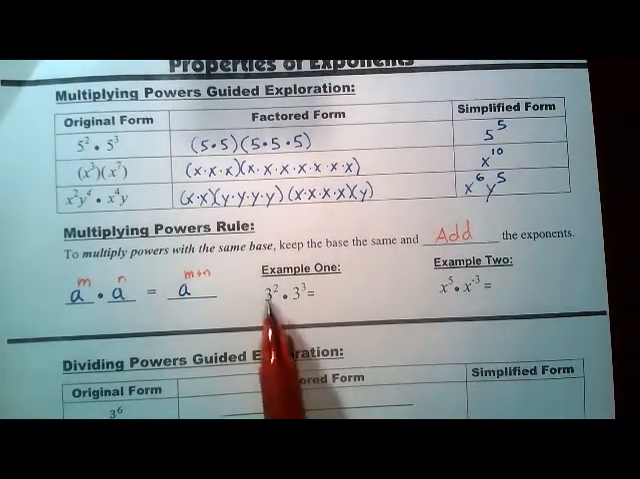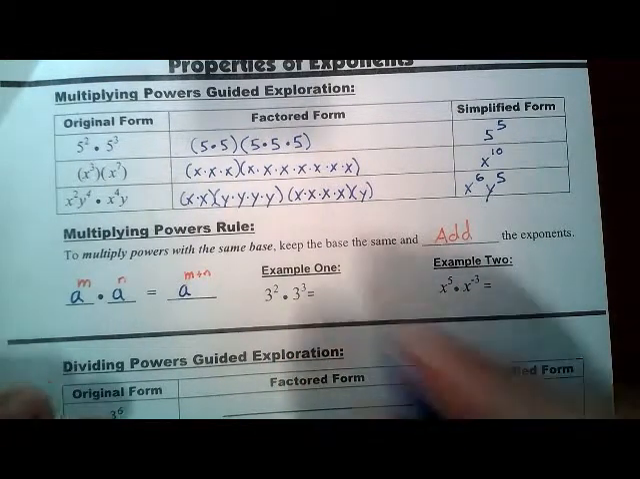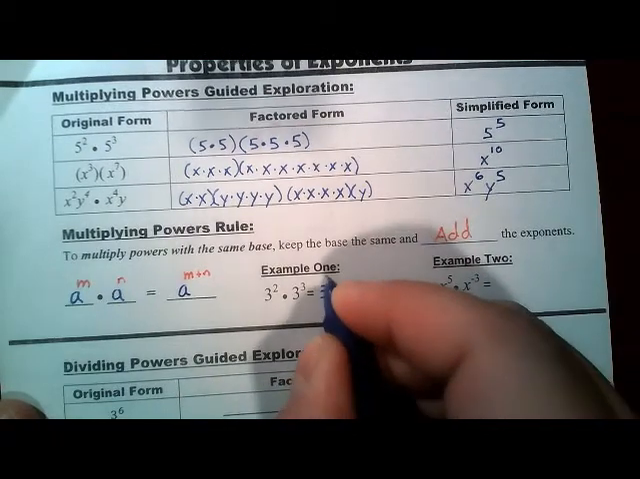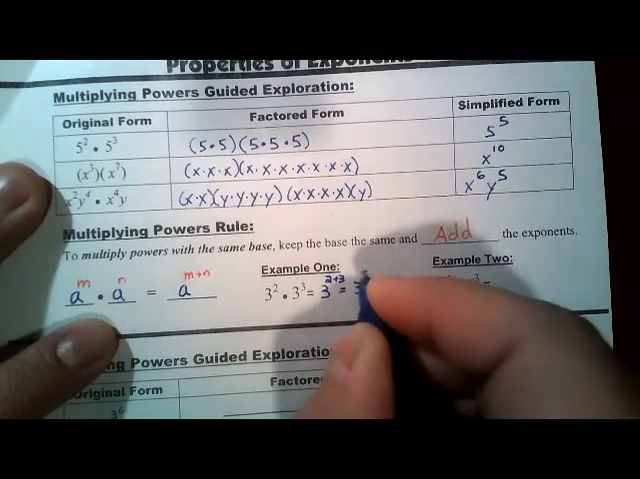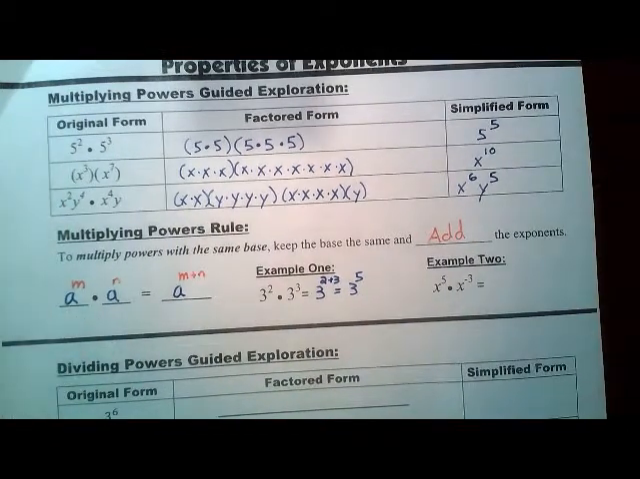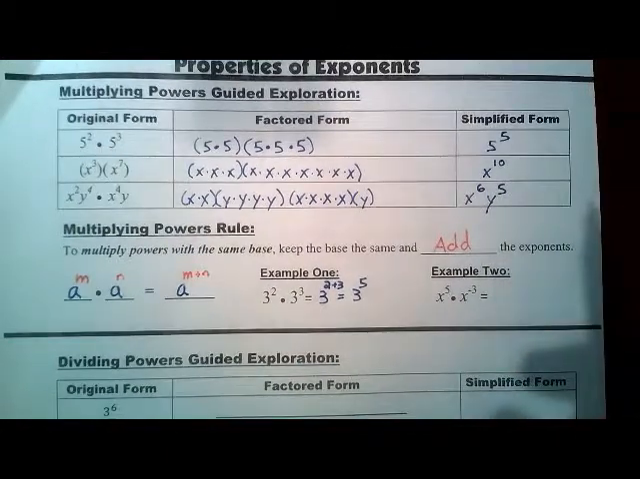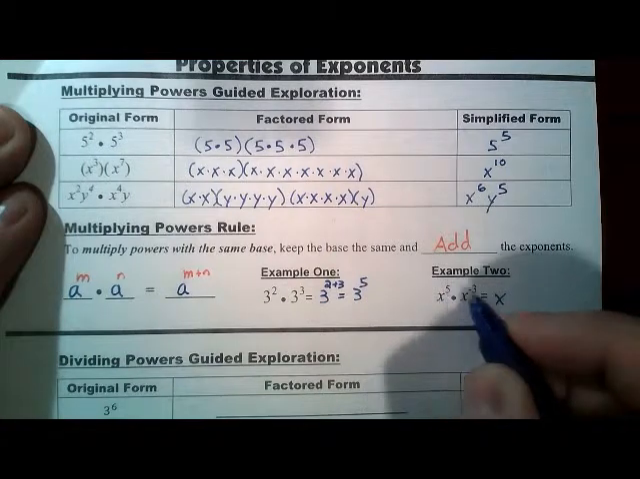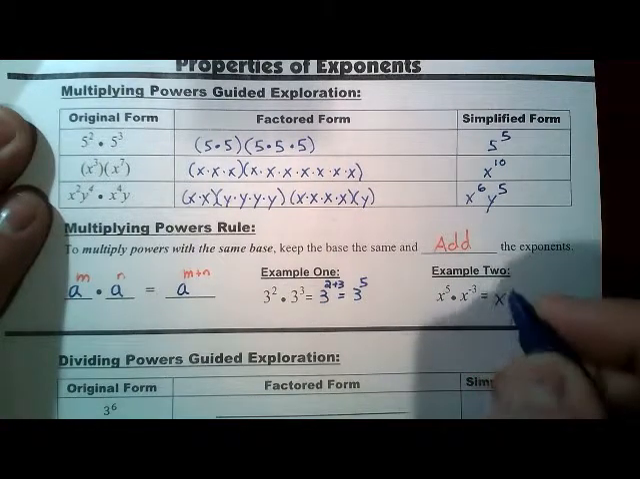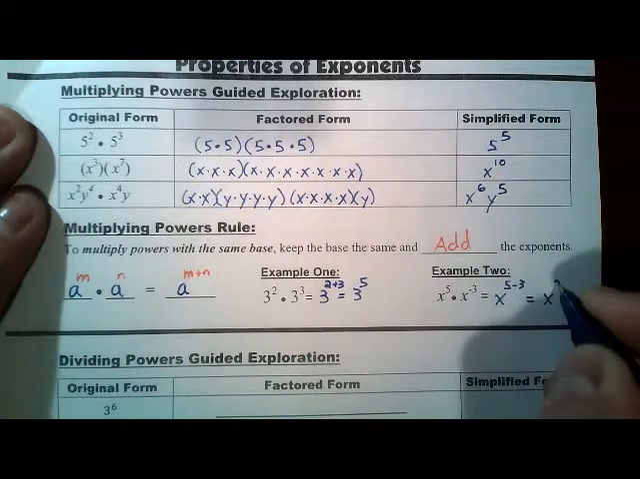So this one here, 3 squared times 3 to the 3rd. This should be 3 to the 2 plus 3, which is 3 to the 5th. And I want you to pause the video and try this one yourself. So if you tried this one yourself, you should have gotten x to the 5 plus negative 3, which is really 5 minus 3, and that's x squared.